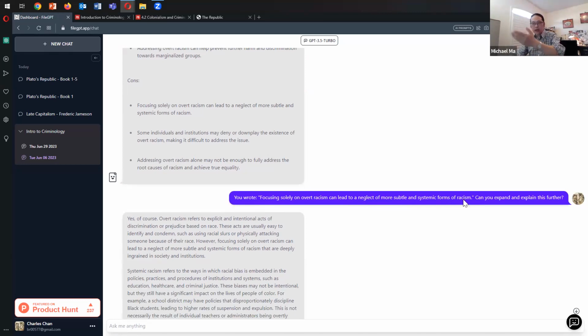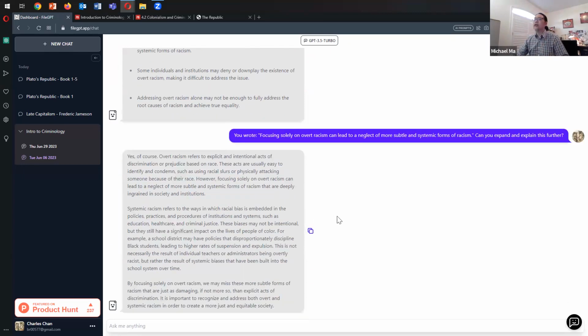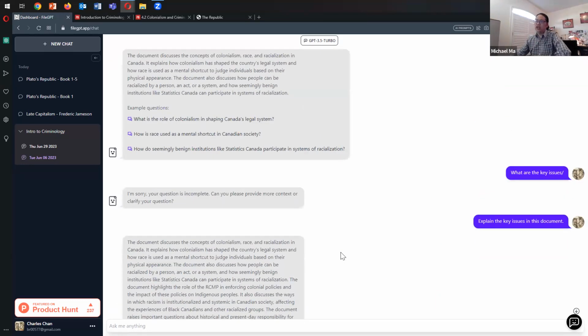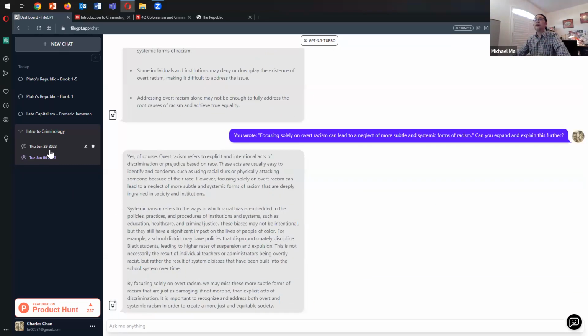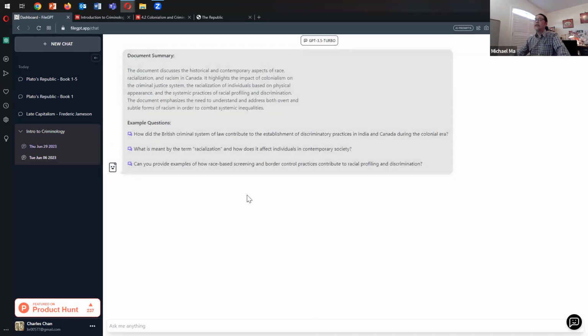So I'm actually saying, okay, you identified this as a con, as a negative. Can you elaborate? And it gives a good answer, actually. I won't go into it too much, but it just says, yeah, don't forget that there are institutional forms of racism or systemic forms of racism, which are just as harmful as overt forms of racism. Okay, so I'm satisfied with that. I think that's not a bad interaction with the document. You can go on and on and on, of course. And I'll leave it at that.